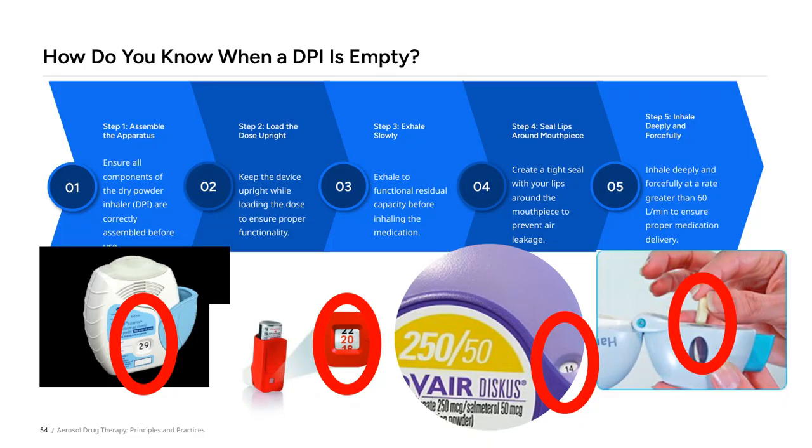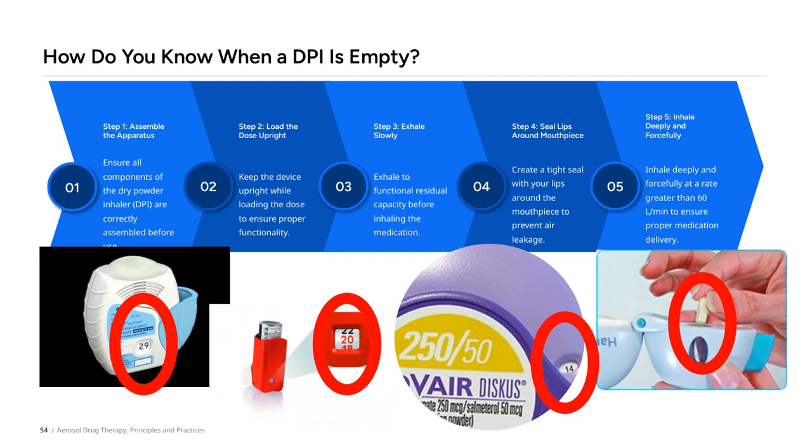Now, let's talk about how you can tell when a dry powder inhaler is empty. First, it's important to ensure that all components of the DPI are correctly assembled before use. This helps ensure proper function and medication delivery. Next, when loading the dose, keep the device upright. Maintaining this position helps the device work as intended and ensures you get the correct dose.